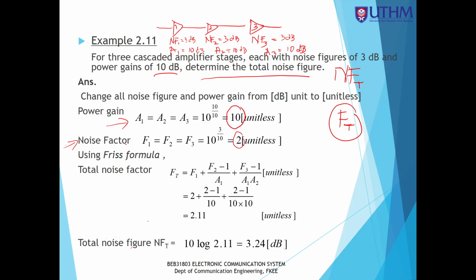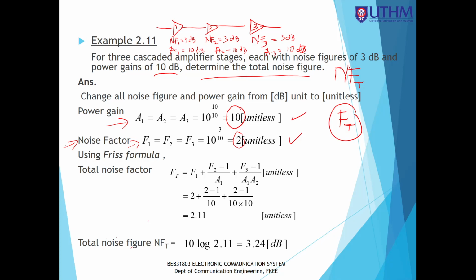Okay, so F1 is 2, F2 is 2, F3 is also 2. Sama juga dengan gain, also similar with the gain. The gain is the same for all the amplifiers. The gain is 10. Each amplifier has a gain of 10, and each amplifier also has a noise factor of 2. Okay, so now we have the A parameters and we have the F parameters. So we can find the total noise factor, F total.